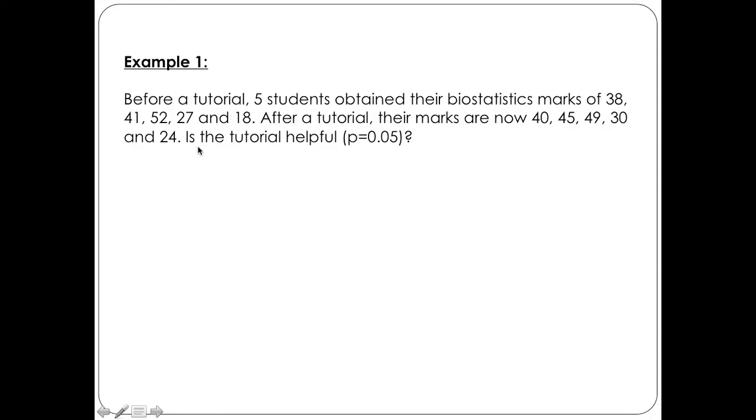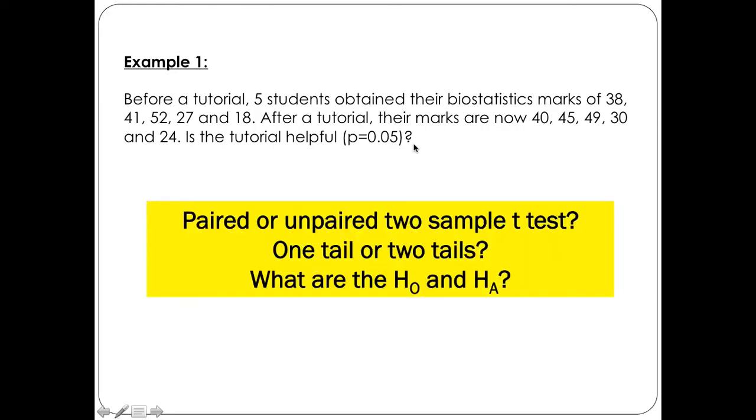The question here is that we wanted to know whether the tutorial is actually helpful, which means whether it is helpful in improving the marks of students. The significance level is 0.05. So now the question is, do you use a paired or unpaired two-sample t-test? Is it a one-tail or two-tail test? And what are the H null and your H alternative?